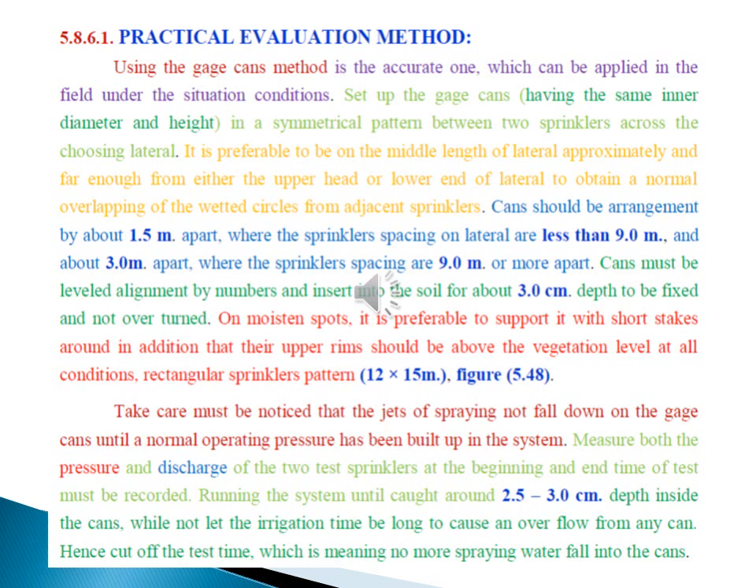Run the system until about 2.5 to 3 cm depth is caught inside the cans, so the irrigation time is not long enough to cause an overflow from any can. Then cut off the test, meaning no more spray water falls into the cans.